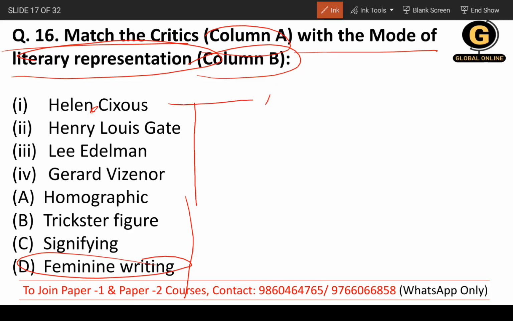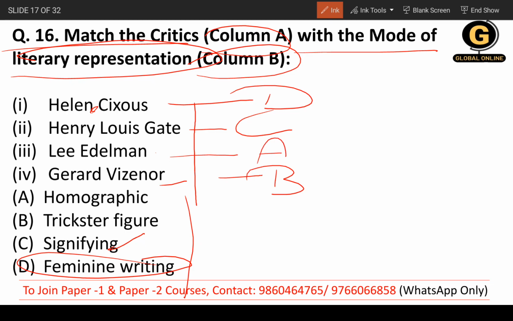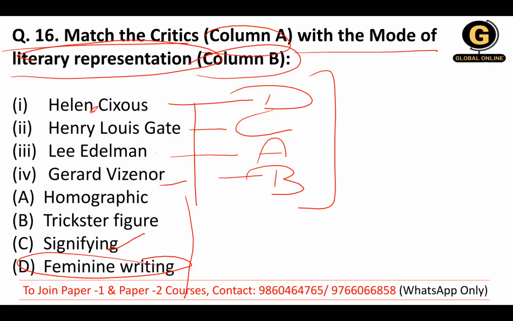Okay, so D here. Now signifying is associated with whom? Lee Edelman. Okay, wait a minute, not Lee Edelman, Henry Louis Gates. I'm so sorry, Henry Louis Gates. Then the third one, or a trickster figure, is associated with Gerard Vigeneur. And of course the last one will go with the third one, A here. Homographic will be with Lee Edelman. So this is the correct match. You can see here: I, D, 2, C, 3, A, 4, B.